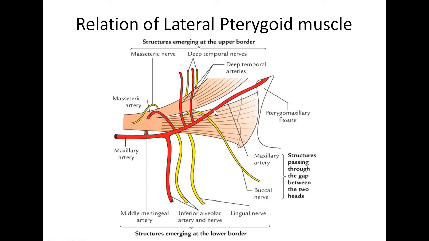The structure which passes through the gap present between the two heads is the buccal nerve. So buccal nerve is the only sensory branch from the anterior division of the mandibular nerve, and this is the second part which runs obliquely. This is the second part of the maxillary artery. So the horizontal part is the first part, this is the second part, and the third part will enter through the pterygomaxillary fissure into the pterygopalatine fossa. That will be the third part of the maxillary artery.